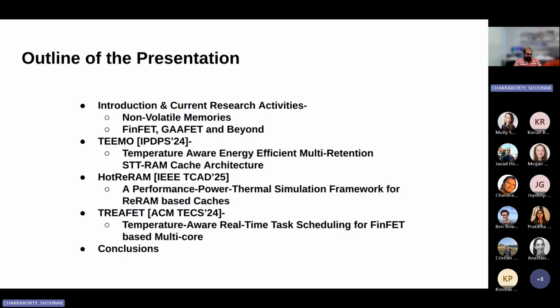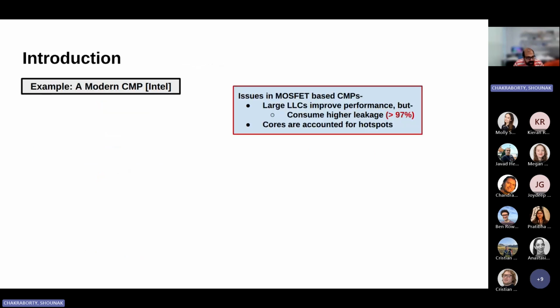Then I'll give you a very brief description of TIMO, one of our recent contributions, published last year in the IPDPS conference in 2024. Next, I'll give a brief on our recently developed simulator, HotReDAM, which got accepted a couple of months back in IEEE TCAD. Followed by that, one of my PhD students works on FinFET-based multi-cores in the domain of real-time task scheduling, which is TreeFET, published last year in SEMTEXT. Before the conclusion, I'll give briefs on these three different papers.